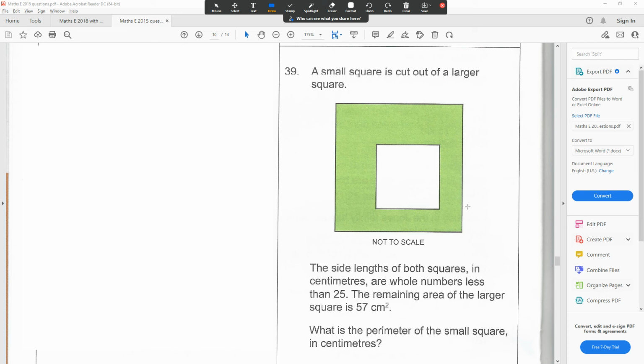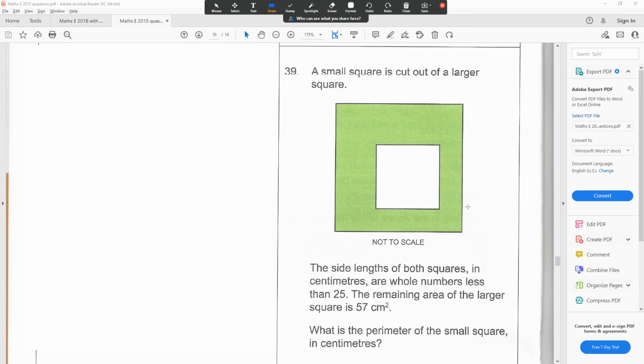All right. So now that you have that, the question says the side lengths of both squares in centimeters are whole numbers, less than 25. What's a whole number? A number that's not a decimal, it's not a fraction. And it's less than 25. So it can be 24 or less, right? Can't be 25. It's got to be less than 25. And we're talking about the side lengths of both the squares. Now, obviously, the smaller square is going to be smaller than the bigger square. But for example, you'd have two numbers like that.